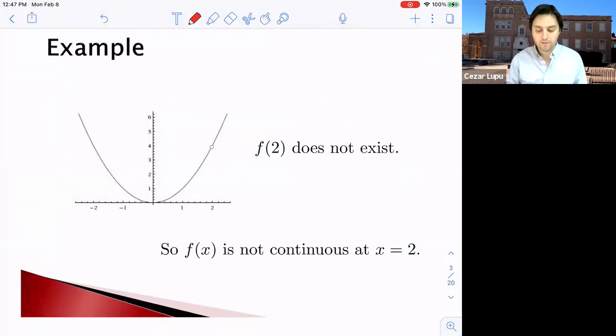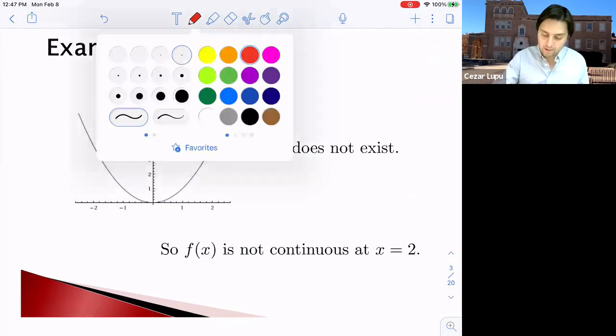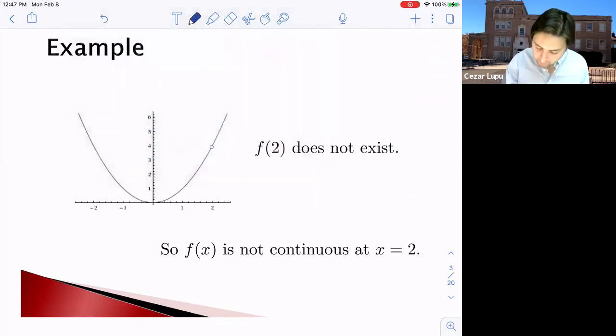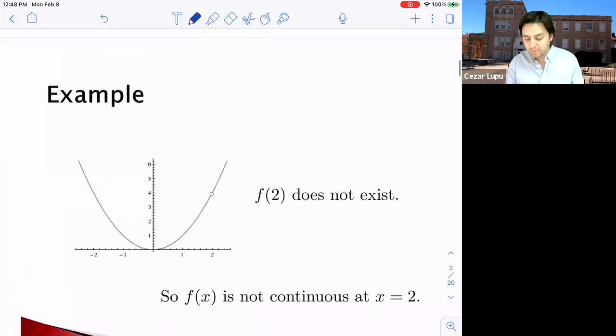Look here at the graph of this function. So probably you can see what this function is. It's the easiest parabola you can find. So it's y equals x squared. And you see that here there's a hole. f of 2 does not exist.